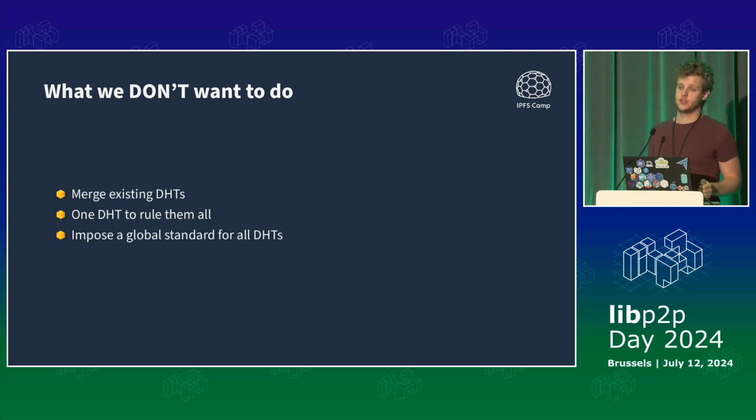Also important is what we don't want to do. We don't want to merge existing DHTs, saying, okay, I have the mainline DHT, the Ethereum discovery DHT, and the Amino DHT, so let's have just one DHT for everything. That's not what we want to do. And we don't want to force or impose a global standard on everyone, saying that this is the way to do DHTs. It should be more like: if you want to be interoperable with other DHTs, then that's how you should do it.